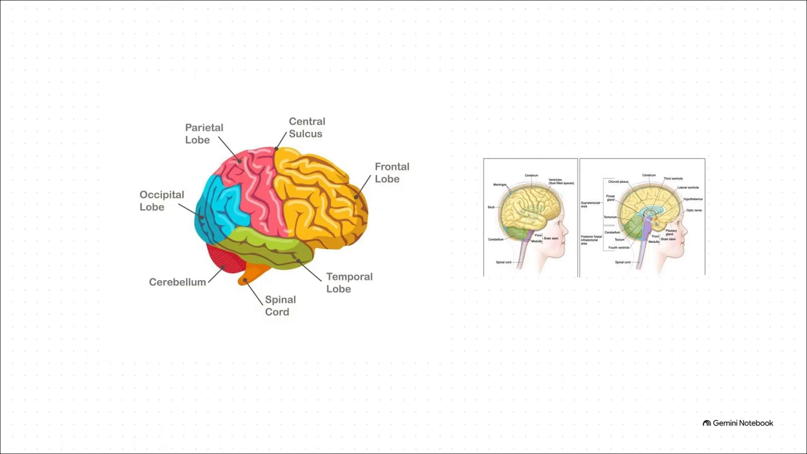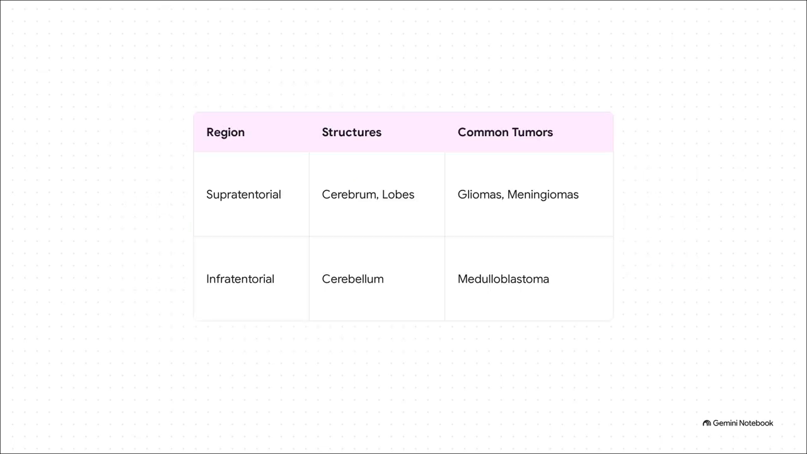Structures located above this dividing line are classified as supratentorial. This includes the massive cerebral hemispheres. Structures located below this line are infratentorial, which encompasses the cerebellum and the brainstem. Knowing whether a surgeon is operating above or below this tentorial line is literally the very first fork in the road for your CPT code selection. Let's methodically attach some specific clinical structures to these two geographical zones.